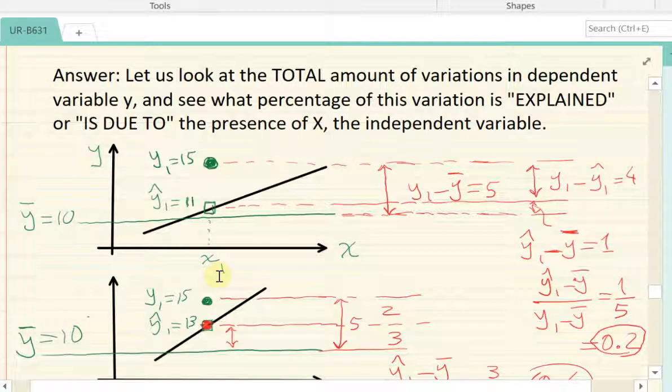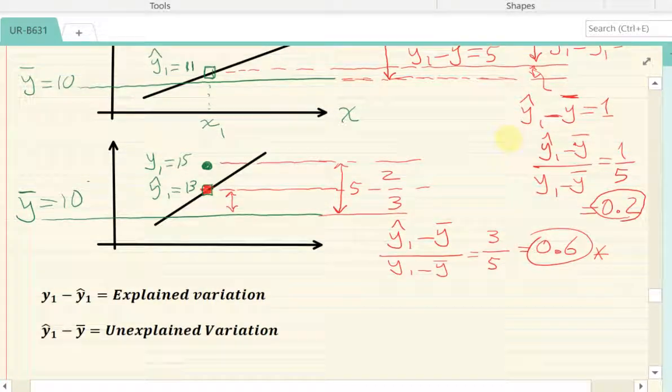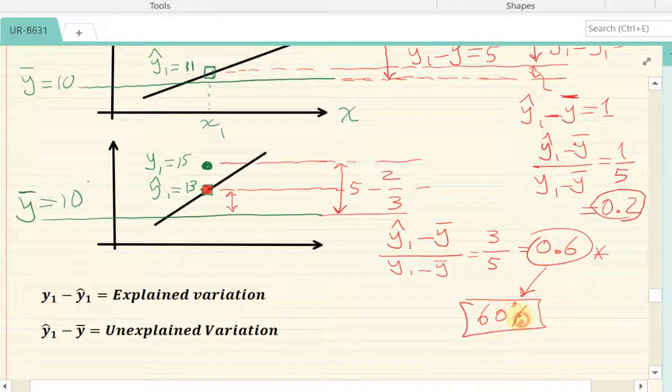adequacy of model. How are we going to decide whether the regression model is a good line of fit? And that's what the answer is. So let's look at total variation and see what percentage of variation is explained or is due to the presence of X. So what happens is that these numbers, they turn them into 0.6 means 60%. 60% of 5 is 3. So 60% of that variation of 5 units is due to the regression.